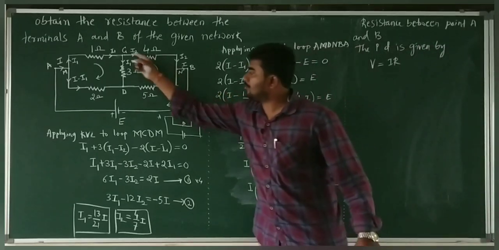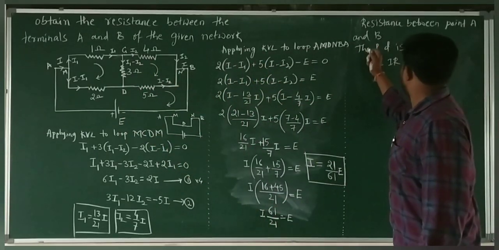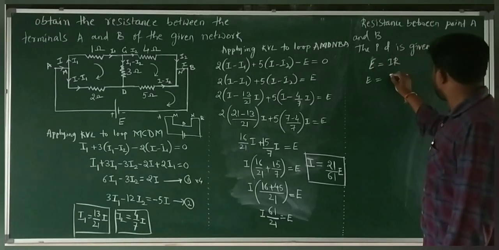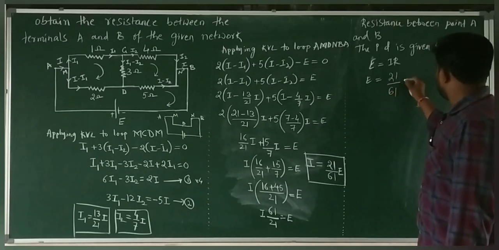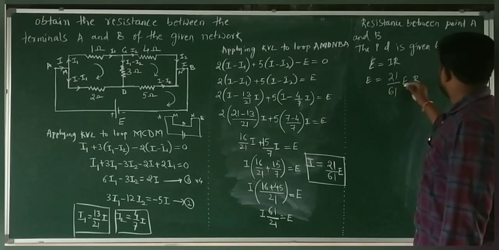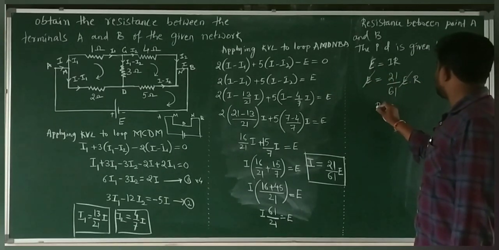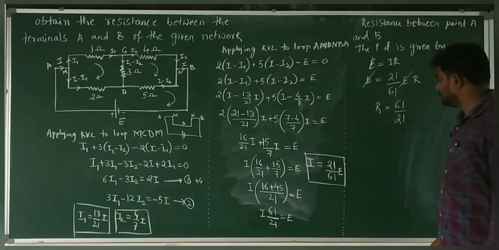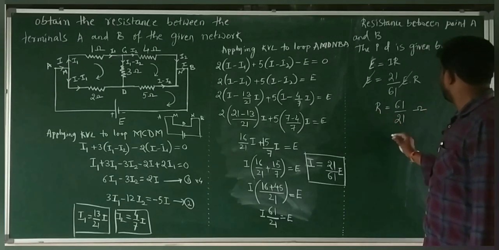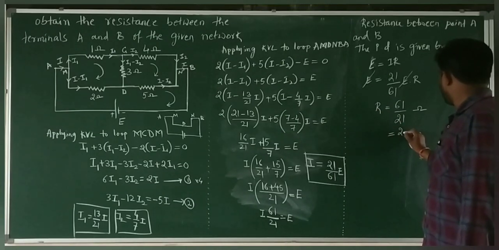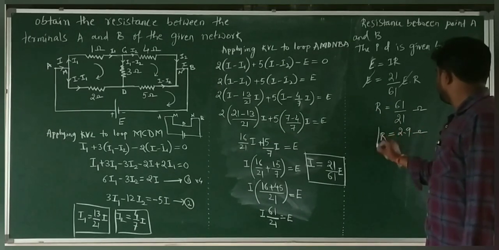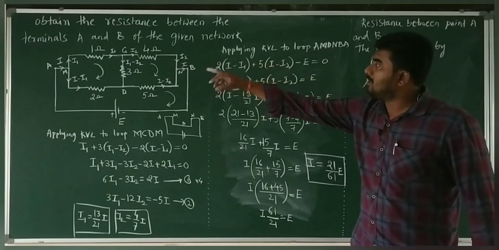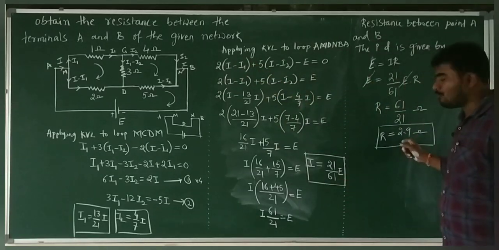Okay. But in this circuit it is connected with E. Therefore we shall take it as E is equal to IR. So E is equal to I value, it is 21 divided by 61 E into R. E is cancelled on both the sides and R is equal to 61 divided by 21 ohm, or it is approximately 2.9 ohm. So the resistance between the point A and B is going to be 2.9 ohm.